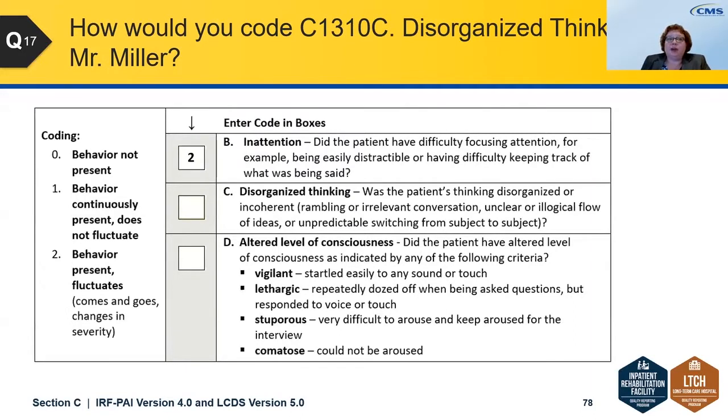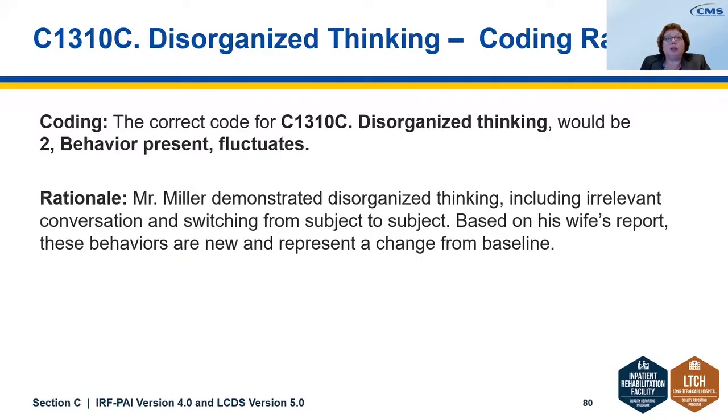And I know there was a lot that was going on in that video, so I appreciate you guys paying attention and giving this some real serious thought. Okie doke, give it a few more seconds. Okay, so most of you thought behavior present fluctuates, and the correct answer is indeed 2, behavior present fluctuates. Well done. Mr. Miller demonstrated disorganized thinking, including irrelevant conversation and switching from subject to subject. Now, based on his wife's report, these behaviors are new and do represent a change from his baseline.